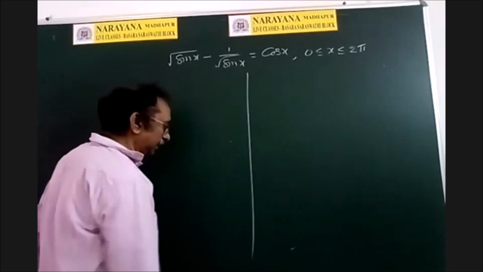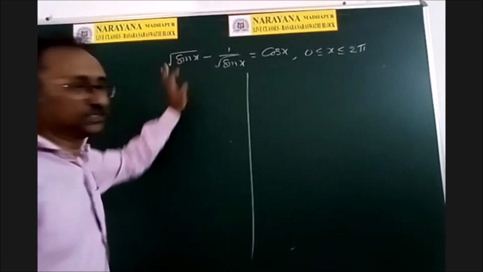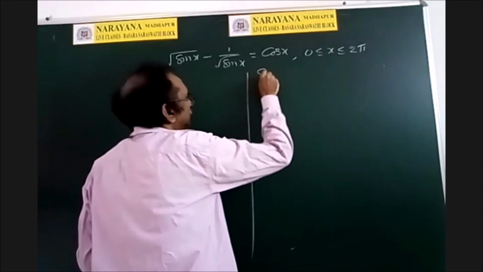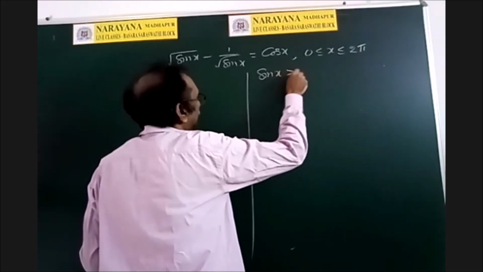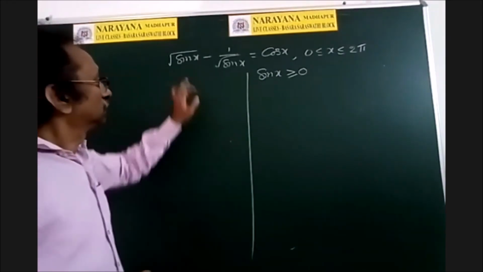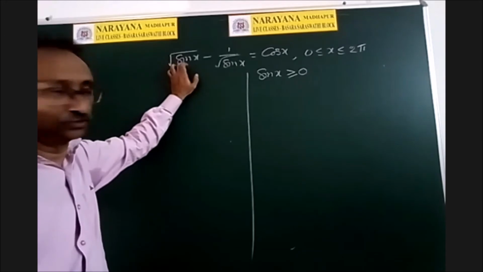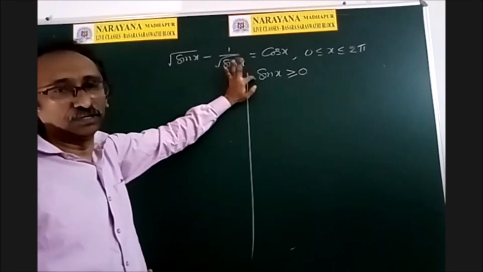Now first tell me about root sin x. The expression is root sin x. That means sin x must be greater than or equal to 0, because there should not be a negative number under the square root symbol. So sin x is greater than or equal to 0.